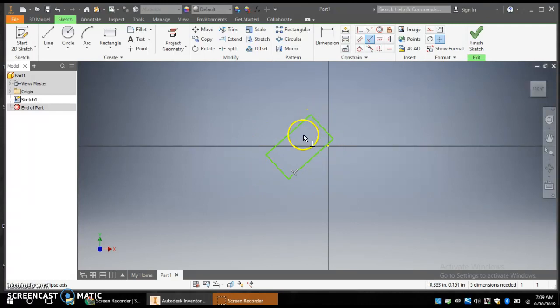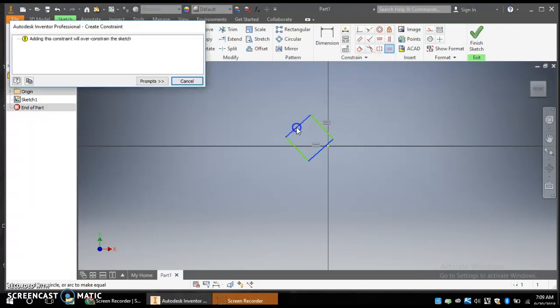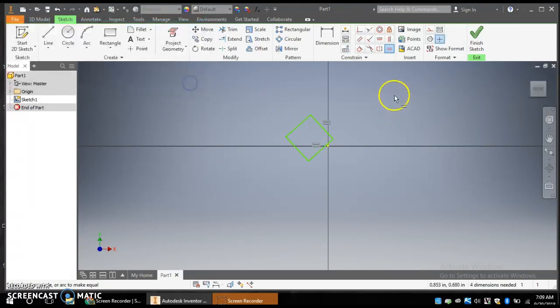Okay? The other thing we know about squares is all the sides are equal. So the equal constraint is out of your constraints area here. It's this lower right hand one. Equal. So I'm going to make this side equal to this side, and then this side, and then that's going to lock it actually. I don't have to make a second equal because these are parallel, so we're already locked into place. If I try to do it, it's going to say you're going to over-constrain, and we don't want to do that.